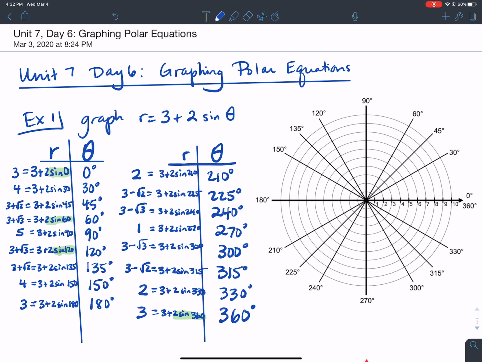All right, so then you are going to plot these points. So this is the fun part. You're going to see what kind of picture this looks like. So we are going to start with the point 3, 0. And when you graph that, remember you're going to start on the angle line of 0 and go out to the third radius.